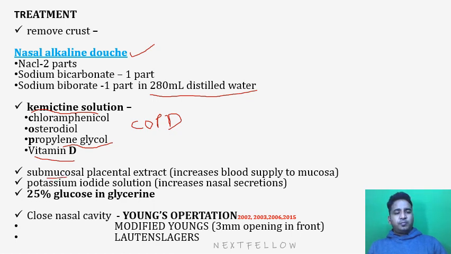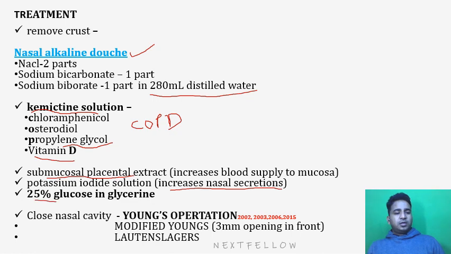Then what are other methods? We can also use submucosal placental extract. If we inject this placental extract into the submucosa, that will allow the healing process, that will downgrade this atrophic rhinitis process. So what will it do? It will increase the blood supply to the mucosa, leading to hypertrophy, again the hypertrophy of the mucosa. Then another method is potassium iodide solution. What does it cause? It increases the nasal secretion.